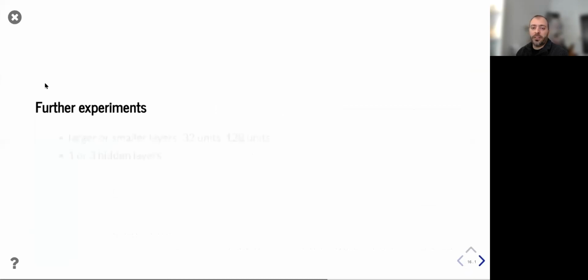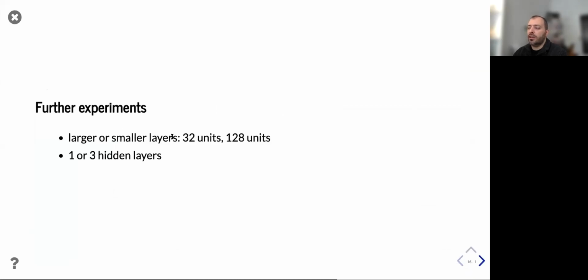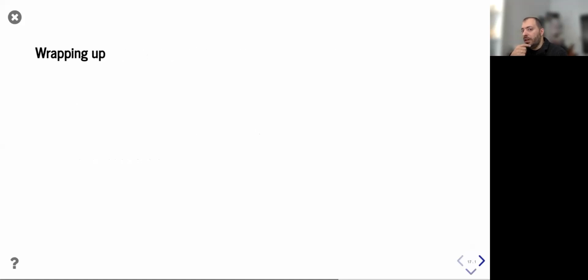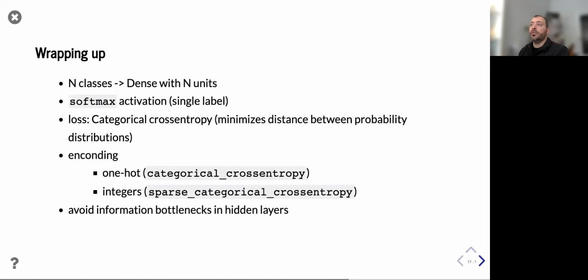Now, for further experimentation, you can again have more or less number of layers, the number of units, so pretty much the same thing as before. Now, wrapping up, let's see what we learned from the second experiment. First of all, the main difference from the first one is the number of classes. So instead of 0 or 1, here we have n classes. And this is why the last layer should be dense with n units. Now, the activation of the last layer, since we have only one correct answer, is softmax.